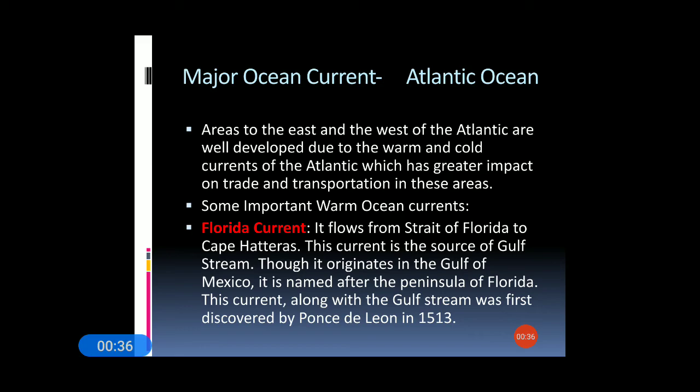So areas to the east and the west of the Atlantic are well developed. It is due to the warm and cold currents that develop on the eastern and the western margin of the continent, and due to it has a greater impact on the trade and transportation, especially along the eastern and the western margin of the Atlantic Ocean. Okay, so let me show you on the map.